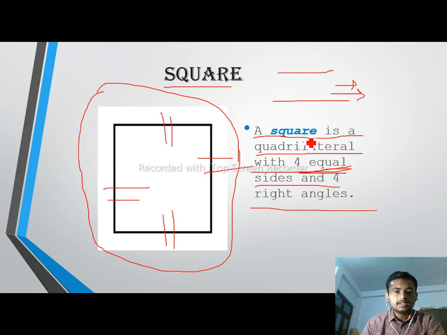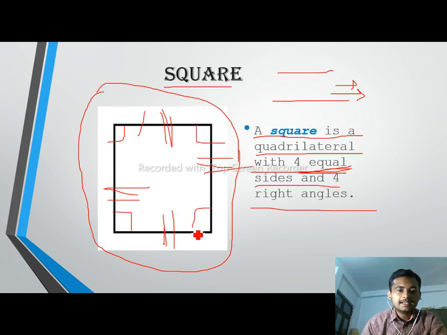So why is it a quadrilateral? Because it has 4 equal sides. A square is a figure or shape, or a quadrilateral you can say, which has 4 equal sides. All these 4 sides are equal in size, and 4 right angles. And what do you mean by right angles? Right angles means the angles made by these 4 sides are at 90 degrees.